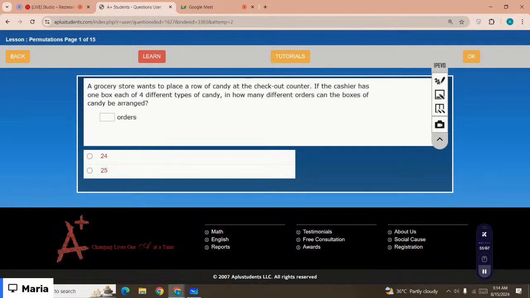A grocery store places a row of candy at the checkout counter. If the cashier has one box each of four different types of candy, in how many different orders can the boxes of candy be arranged? So, which is the correct option? You have four different types of candies, right? You have to calculate how many orders they can be arranged. So, you need to calculate 4 factorial, right? And 4 factorial means 4 times 3 times 2 times 1.